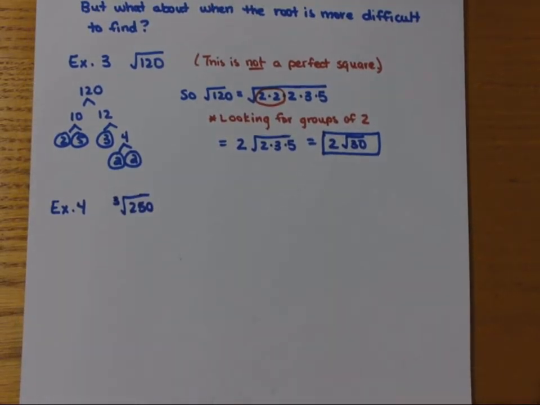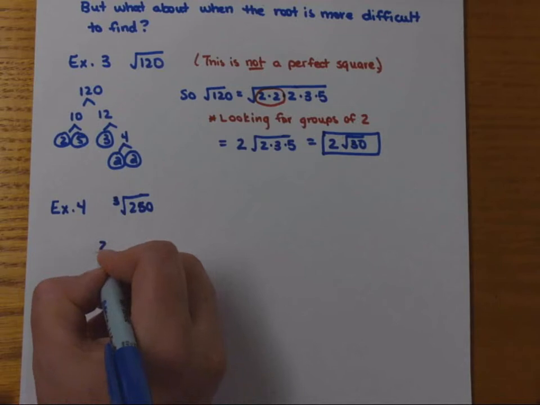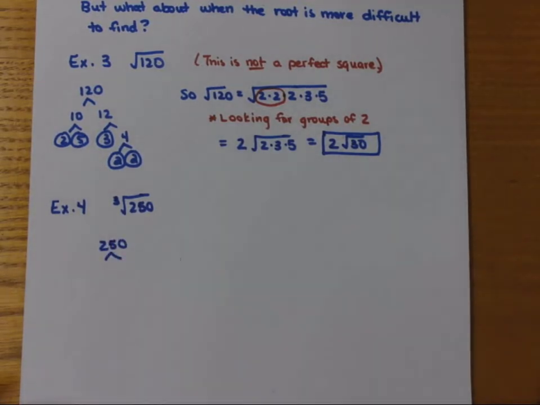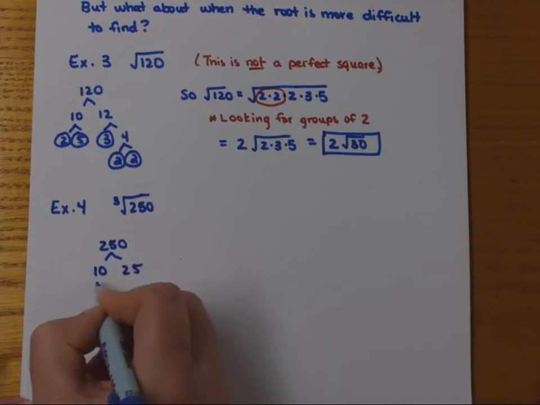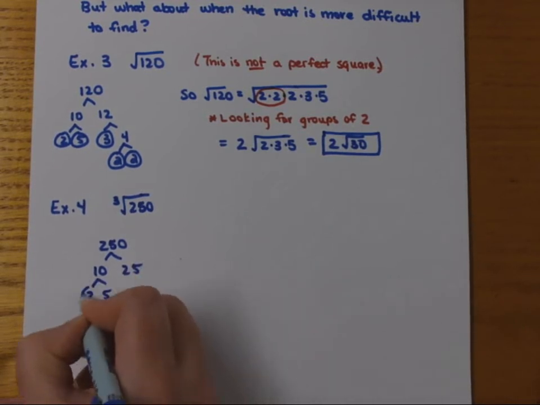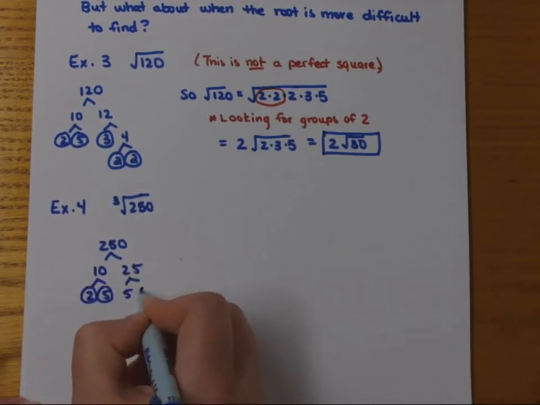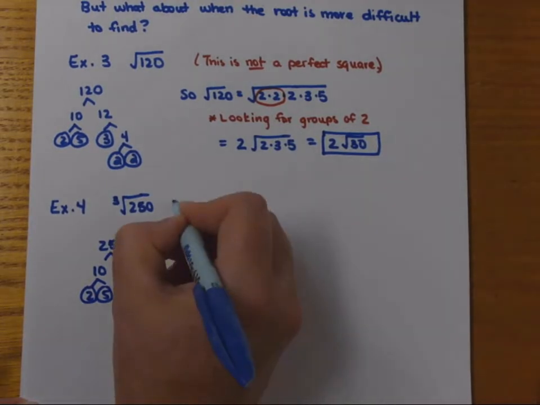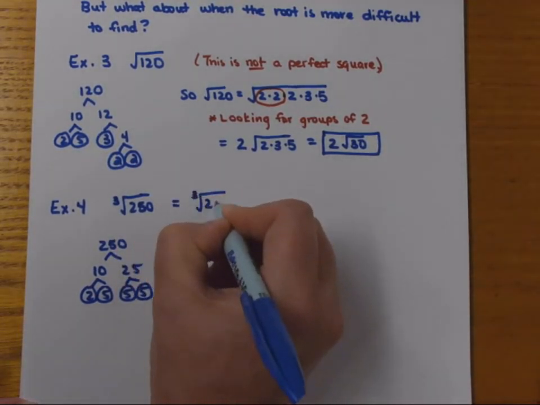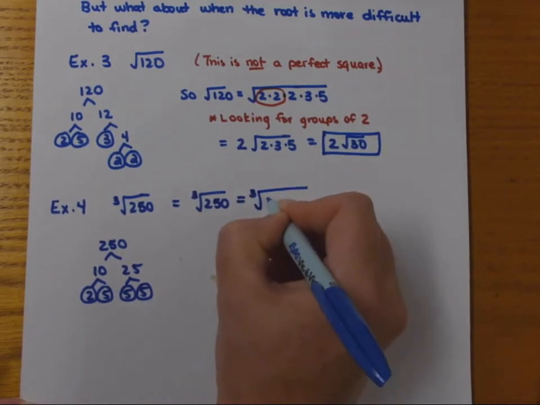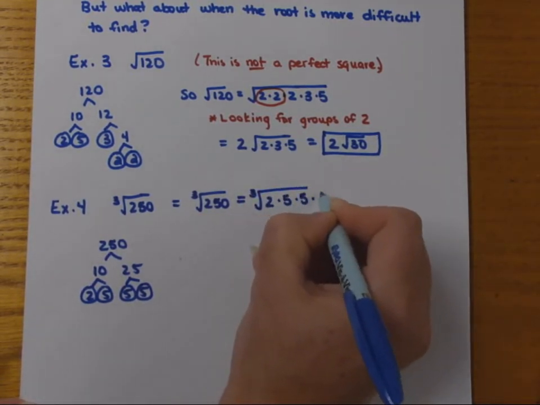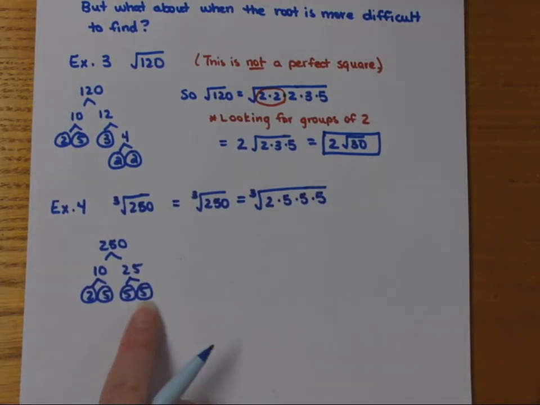Okay, so let's look at a cube root problem. Cube roots are really not that much different. We're still going to factor tree and break down the number into its smallest pieces. So again, if it ends in a 0, we know 10 goes into it. So this breaks down into 2 times 5, and this breaks down into 5 times 5. So the cube root of 250 is the same as the cube root of 2 times 5 times 5 times 5. Notice I just pull out the prime numbers that I got in my factor tree.